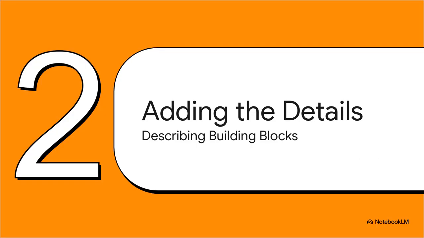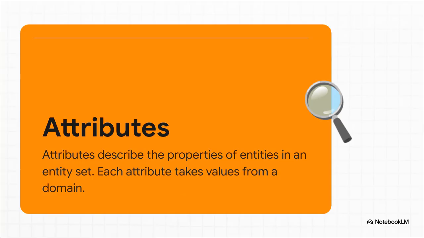Okay, so we've got our main structures. Now it's time to add the details. Just like a room in a blueprint needs dimensions and features, our entities need descriptive properties, and we call those attributes. So yeah, attributes are just the descriptive details. If we have a student entity, the attributes could be their name, their age, or their student ID number. Each attribute holds one specific piece of information that helps us describe and define that entity.